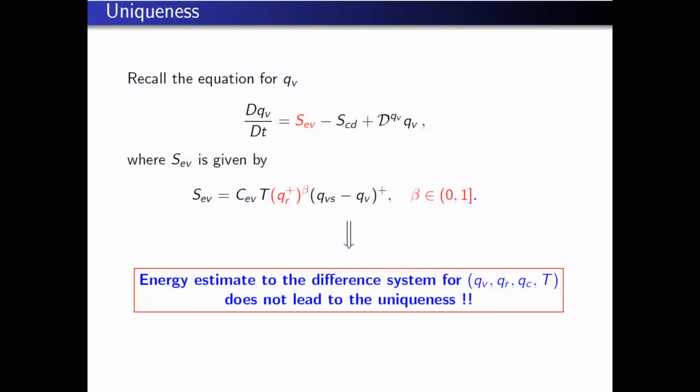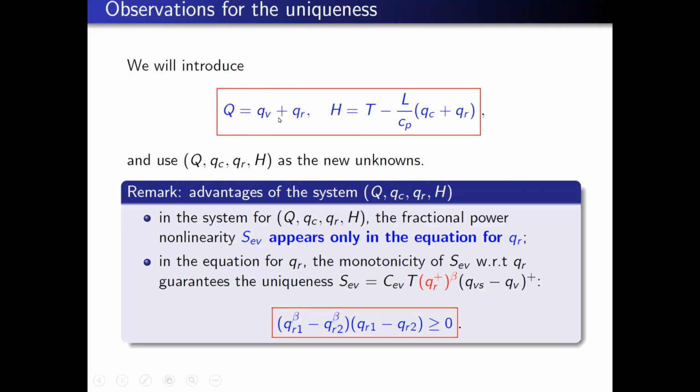And as I told you, one of the issues in the uniqueness is that in the vapor part, there is the rain part to the power beta, with beta between 0 and 1. And therefore, this shows some problem with the uniqueness. The trick that we have, just to tell you how we overcome the problem, you have to read the paper to see the details. We change variables. We call capital Q, QV minus QR, and H like this. And then when we do that, we get an equation in capital Q, QC, QR, and H.